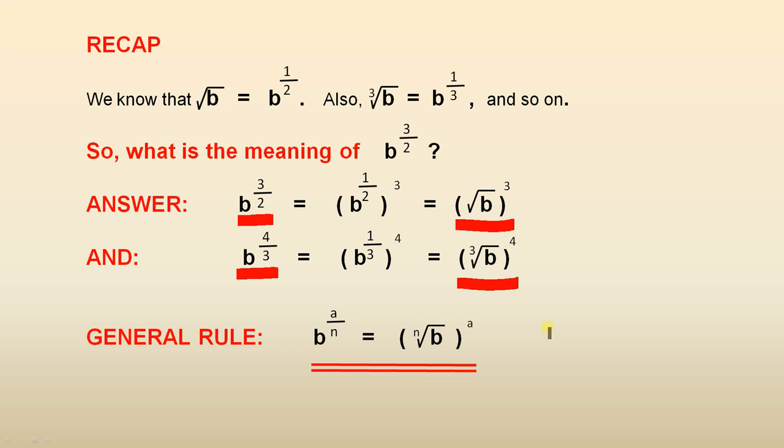Here is the general rule which applies in all cases. b to the power of a over n is the nth root of b all raised to the power of a. Now if n is 2, that's the square root of b. If n is 3, it's the cube root of b. If n is 4, it's the fourth root of b, and so on. And that's raised to the power of a, because of this a here.